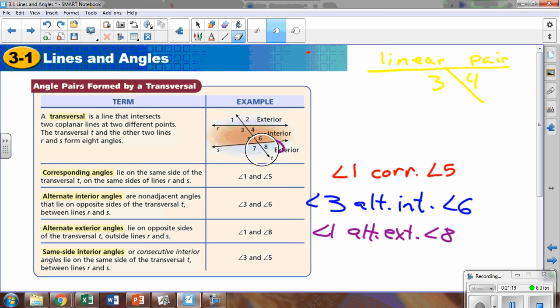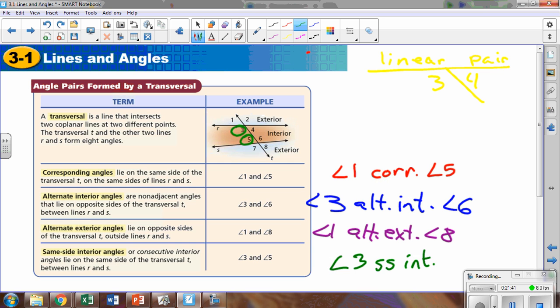Last kind that we're going to have, same side interior. Gotta appreciate how clever the names are. They're on the same side of the transversal. So left-hand side with left-hand side. Angle 3 is same side interior with angle 5. Angle 4 is same side interior with angle 6.